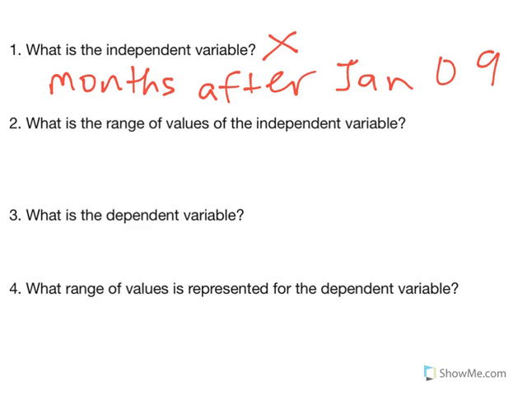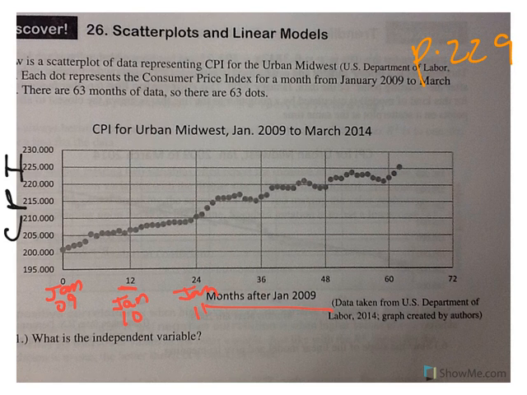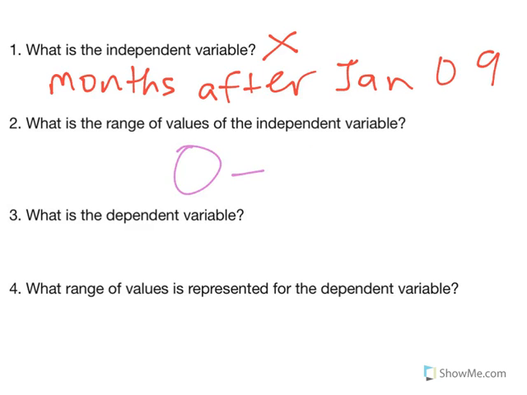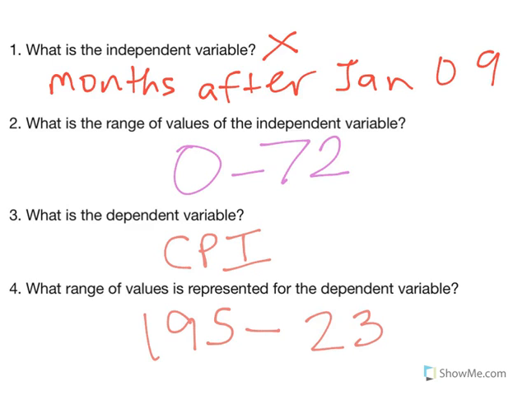Number 2, what is the range of values of the independent variables? Well, again, if you look at this, it starts at 0 and it goes all the way to 72. So the range would be from 0 to 72. The dependent variable, hopefully you notice that's the consumer price index. So for the 3rd time this semester, we're playing with the consumer price index. And number 4, what is the range of values that is represented for the dependent variable? Well, that starts down at 195 and it goes all the way up to 230. So those would be the range for the dependent variable.